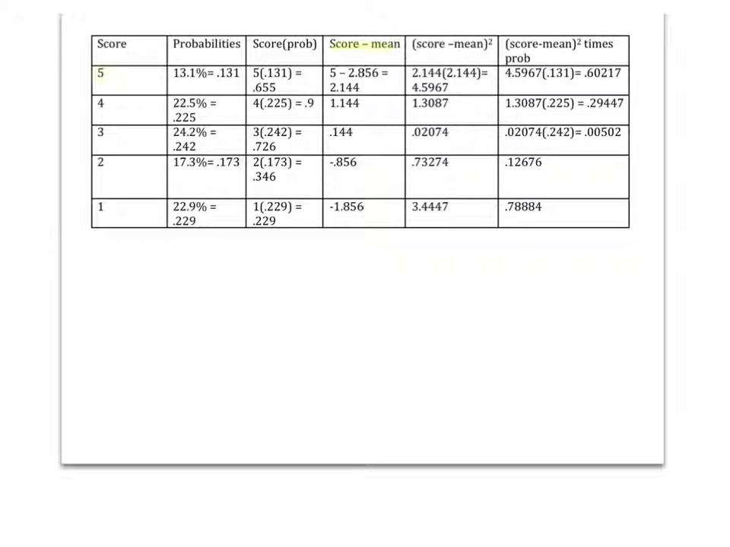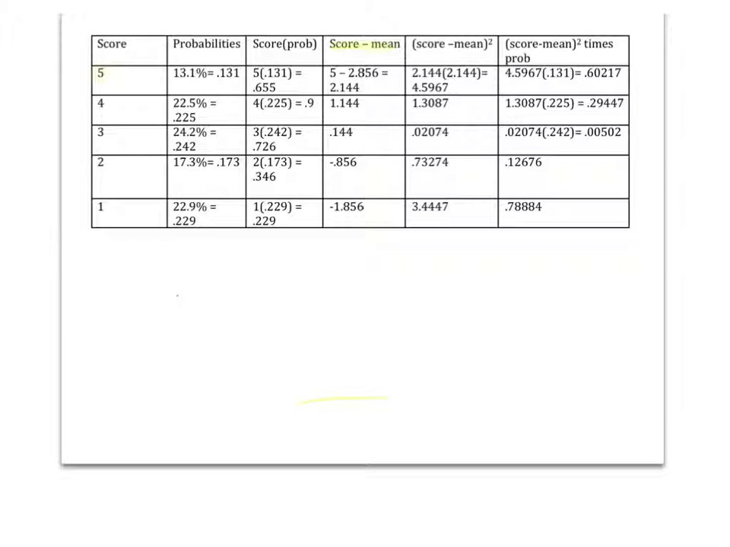So to get this last column, I took 4.5967 times my probability, which was 0.131, and that gave me 0.60217. I continue to do this for each score, and I have the following numbers: 0.29447, 0.00502, 0.12676, and 0.78884. Finally, I want to sum this last column.